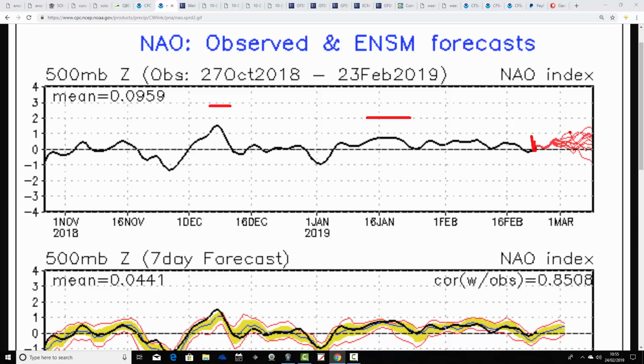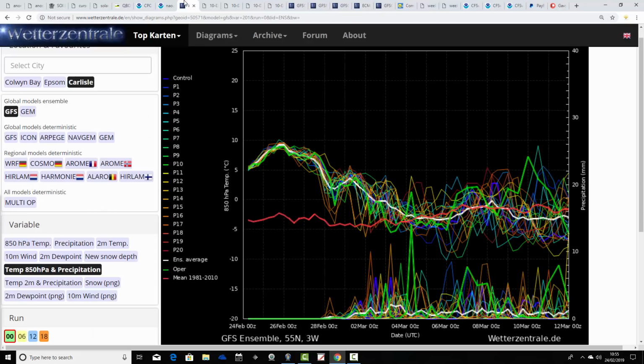The GFS ensembles are forecasting the NAO to stay positive, really, over the next couple of weeks going into the 2nd week of March. So we've got both of the indexes here, the AO and the NAO, in their positive phases. This is obviously a strong signal for strengthened westerlies as we're moving into March.